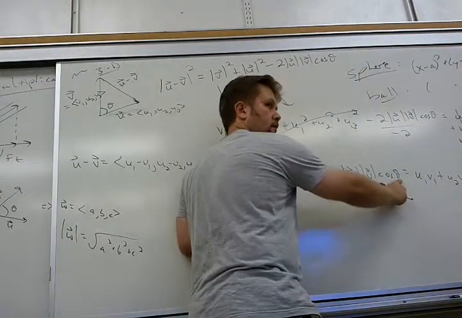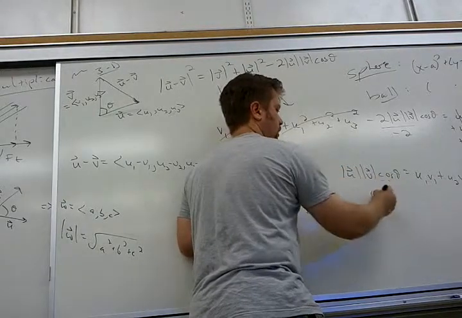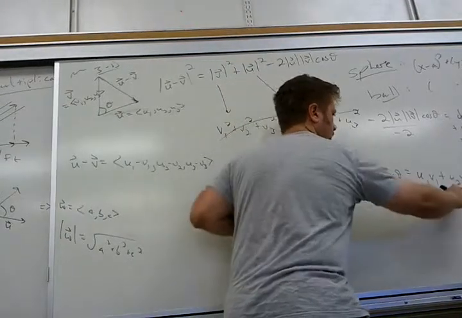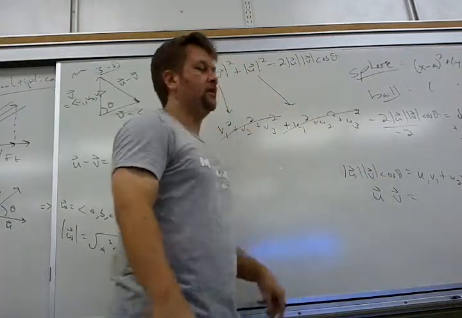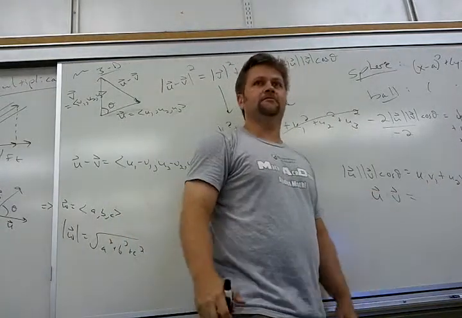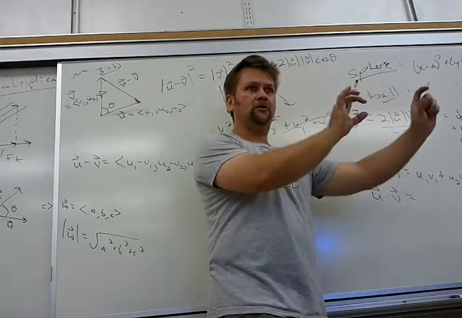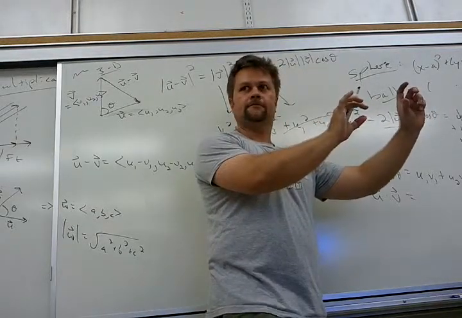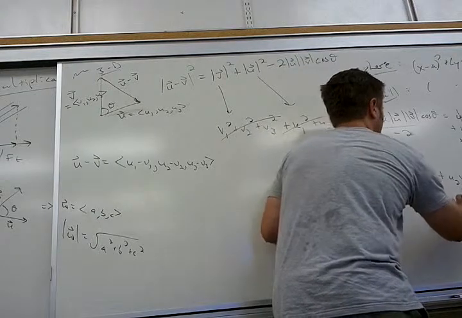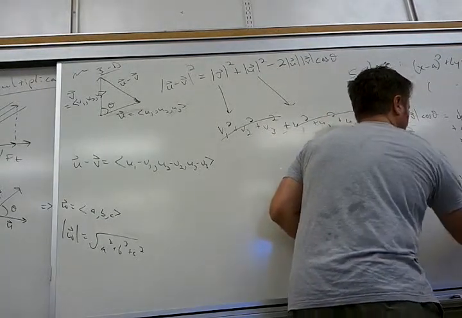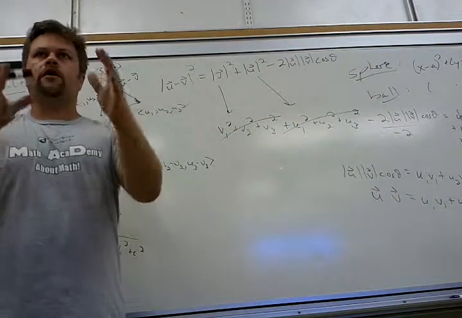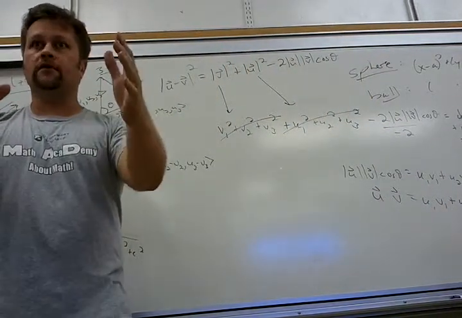This is the dot product. This is another definition of dot product that does not involve angles. And that is really easy to get. Just multiply the corresponding components, right? So I get U1 V1 plus U2 V2 plus U3 V3.